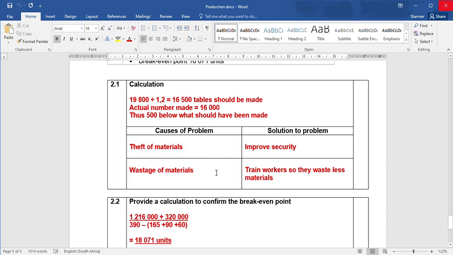Any number of those things would help solve the problem of theft. There could also be wastage of materials. Now, often employees that are not well trained could end up wasting materials because they don't manufacture the item correctly, and that item is therefore not able to be sold. It's a reject. So to solve that problem, you need to train the workers so that they know what they're doing, and in that way they waste less materials.